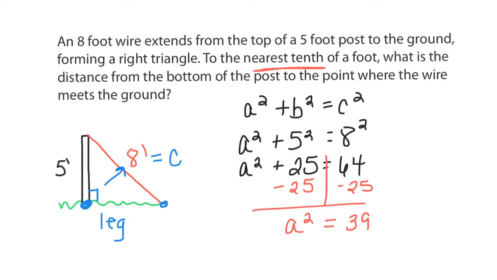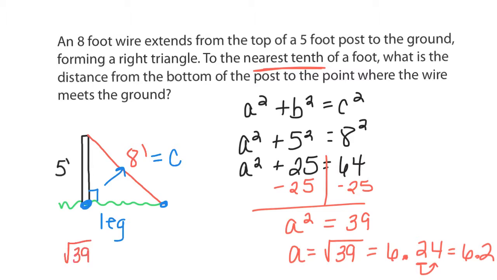And then to go from A squared to A, I'm going to take the square root of 39. And I've been asked to round to the nearest tenth. So when I take the square root of 39, which I know is not a perfect square, I get 6.24. Now the nearest tenth is my 2, and the 4 says it stays the same. So my answer here for my missing leg is the square root of 39, or to the nearest tenth, 6.2. I need to understand that those values are the same. 6.2 is the square root of 39. So that is how to solve for a leg in a right triangle using the Pythagorean theorem.